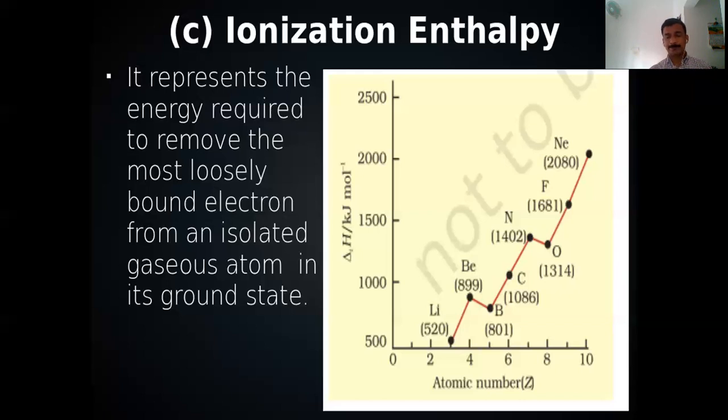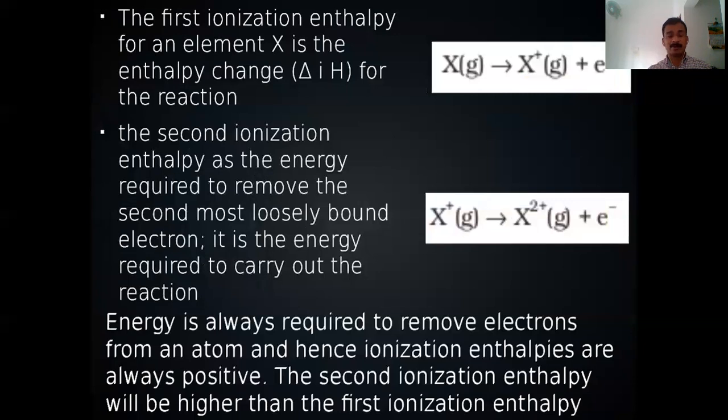And we can see. Now, what is the variation of ionization enthalpy? That is our next question. Already we mentioned the first ionization enthalpy is the enthalpy change accompanied by the removal of the most loosely bound electron from an isolated gaseous atom. As a result, we will get a positive ion. If you want to remove another electron from this positive ion, then the enthalpy change is known as second ionization enthalpy.